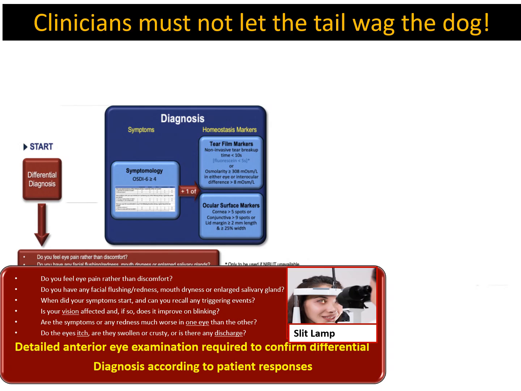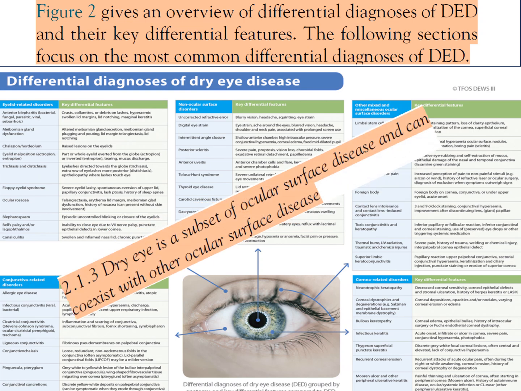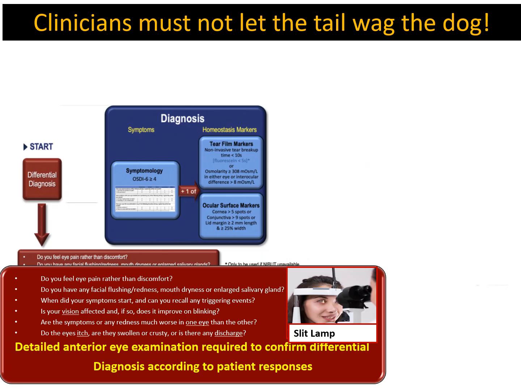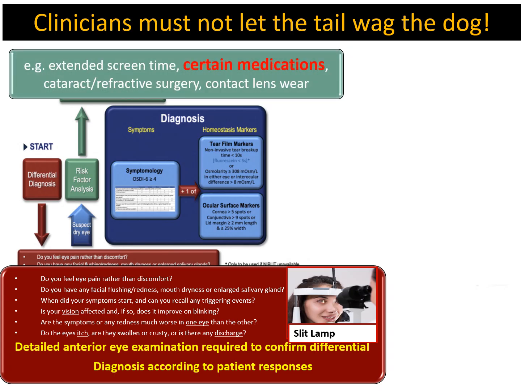Dews actually expend multiple pages of text describing the many things dry eye isn't. And in their figure 2, they state it gives an overview of the common differential diagnoses. And remember though, Dews consider dry eye to be simply a subset of ocular surface disease. So we really have a hunt on our hands. The 6 little questions is hardly going to cut it. Anyway, once we're past differential diagnosis, we meet risk factors with the vaguely described certain medications.